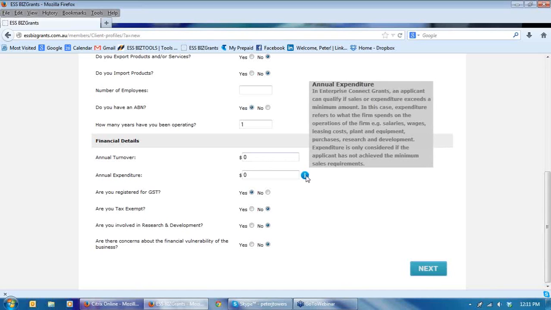Expenditure is a potential issue to help someone obtain a grant in Enterprise Connect. They have this concept of allowing an entrant, if they achieve an expenditure figure equivalent to the amount which normally we state as being the turnover figure. So a manufacturing business can be eligible if they have expenditure of $1.5 million or turnover of $1.5 million.